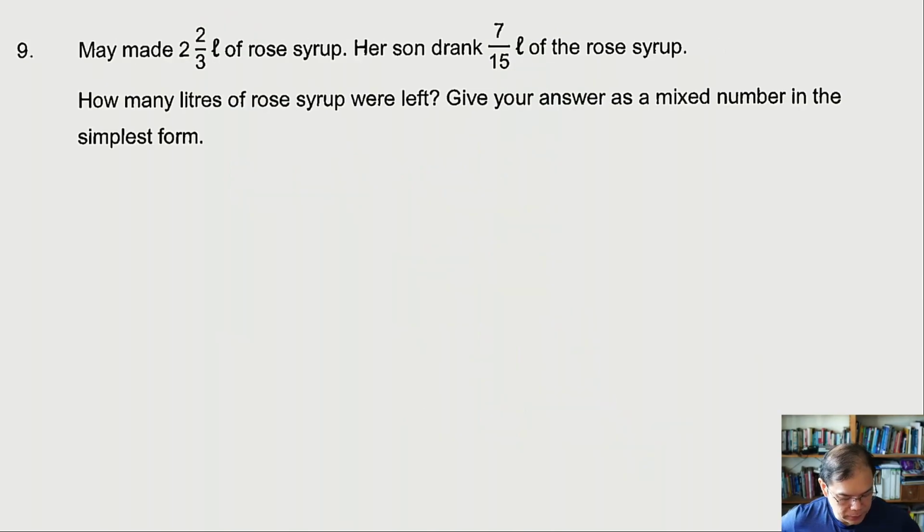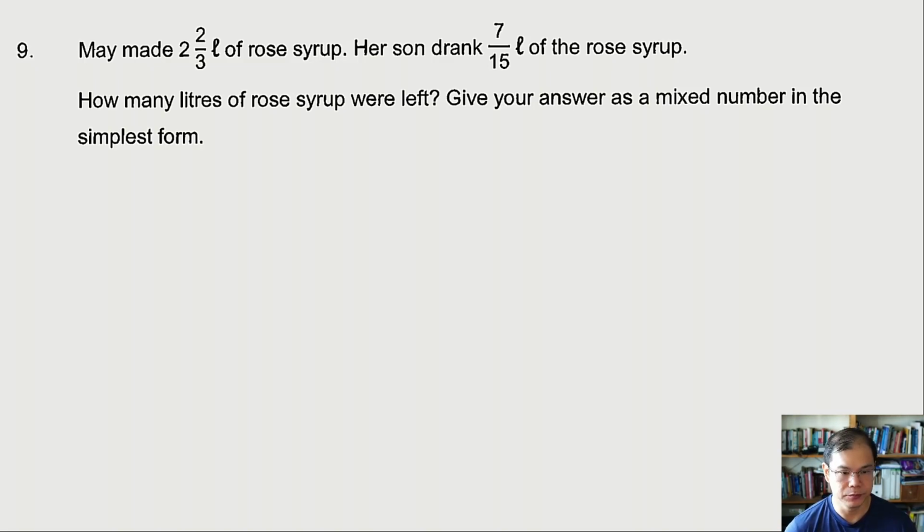Number 9. May made 2 2/3 liters of rose syrup. Her son drank 7 out of 15 liters of the rose syrup. How many liters of rose syrup was left? Give your answer as a mixed number in the simplest form.